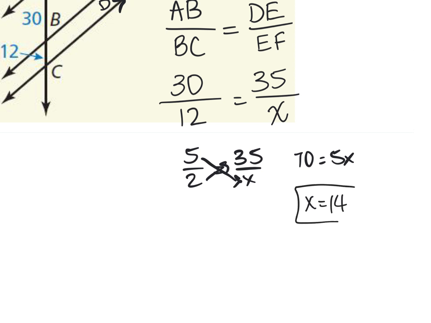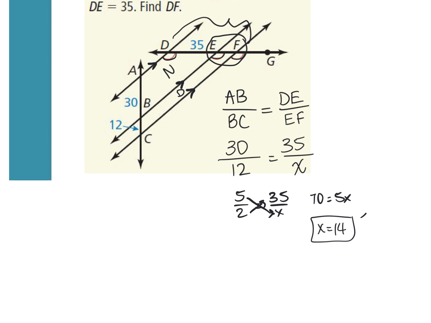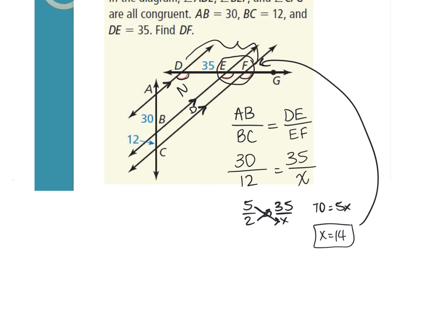Okay, that is not the length that it wanted me to find. You add 35 plus 14 and you get 49. Very good. We needed DF, which is going to be 35 plus 14, which gives me 49 units.